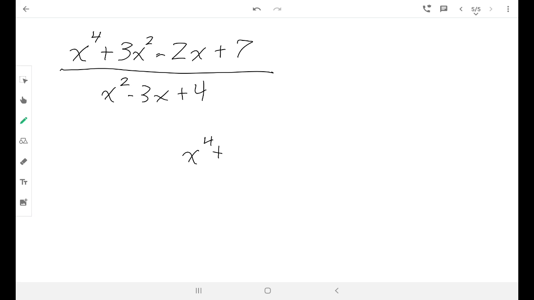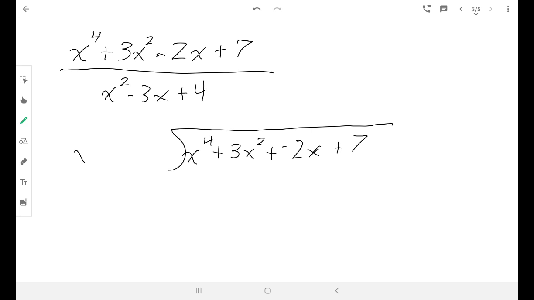Okay? So x to the 4th plus 3x squared minus 2x, so I'm going to call that plus negative 2x, so I'm very clear that that's a negative, plus 7, divided by x squared minus 3x, so I'm going to call that plus negative 3x, plus 4. Now, this works the exact same way. You look at this front term here, and you say, what do I got to multiply this one by to make this one?